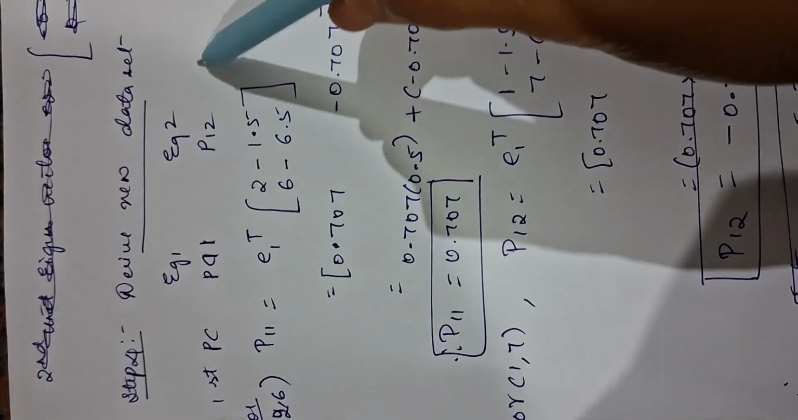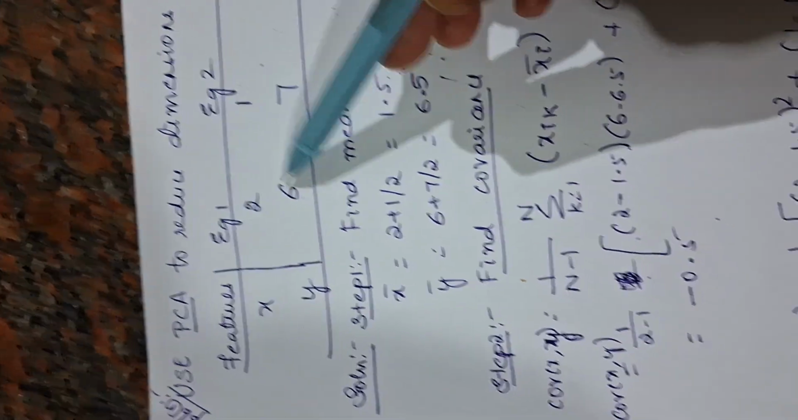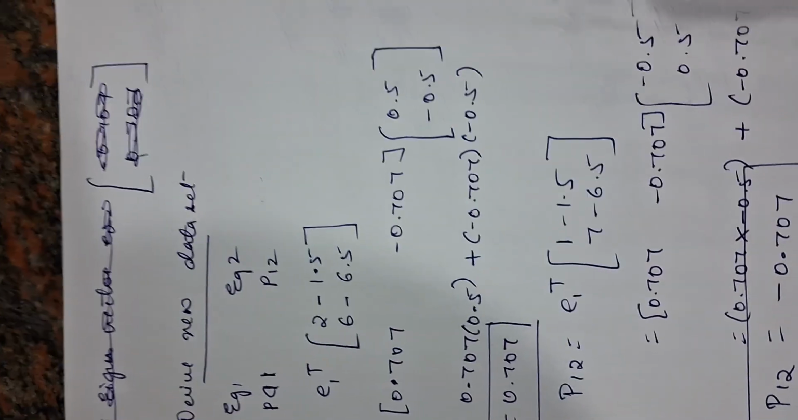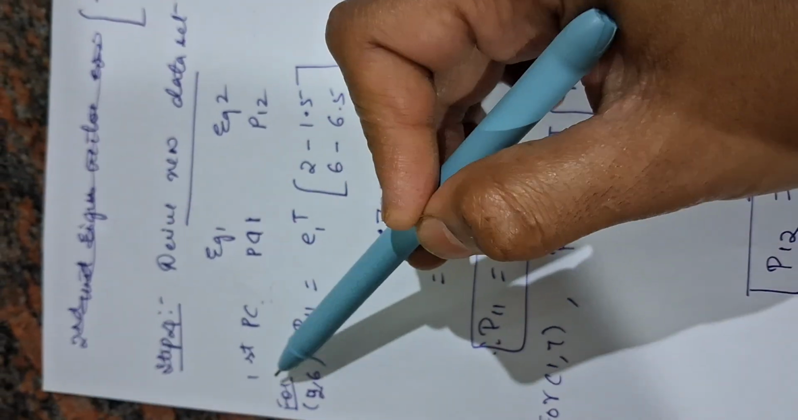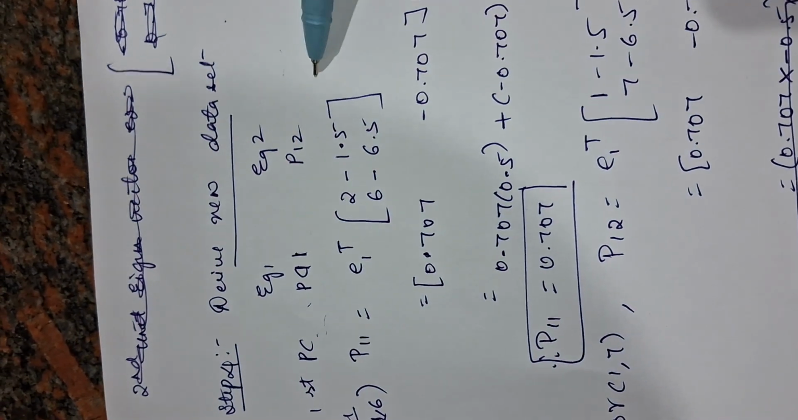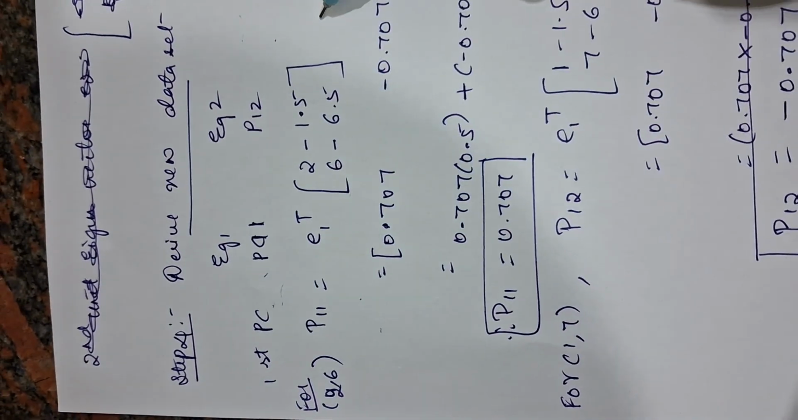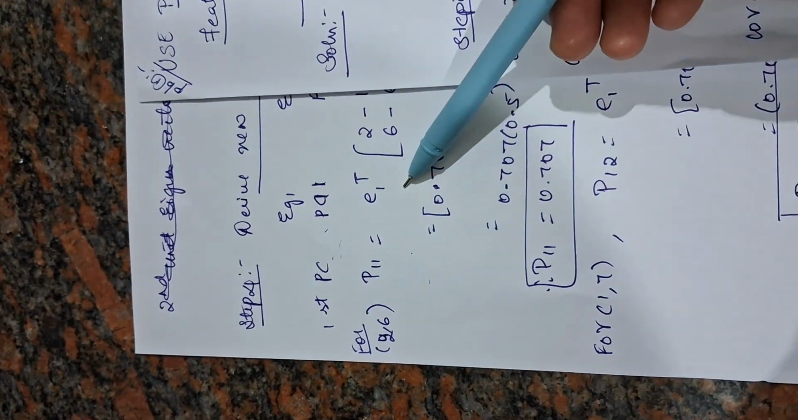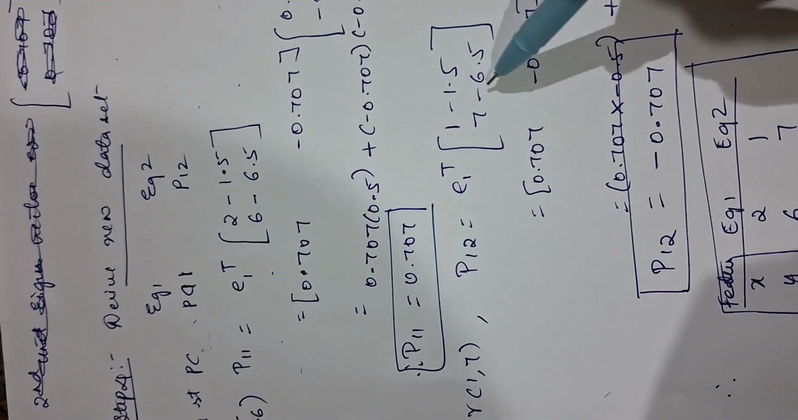Now coming to the last step, where I have to derive the new data set. We have the original data set like this, where I have two examples, and x and y are the two features. Now I just write example 1, example 2 as it is. Instead of x and y, I will now replace them with the first principal component, p11 and p12. For each data point you have to find p11. The first data point is 2, 6, so for 2, 6 you find the principal component. The second data point is 1, 7, so for 1, 7 again you find the principal component.